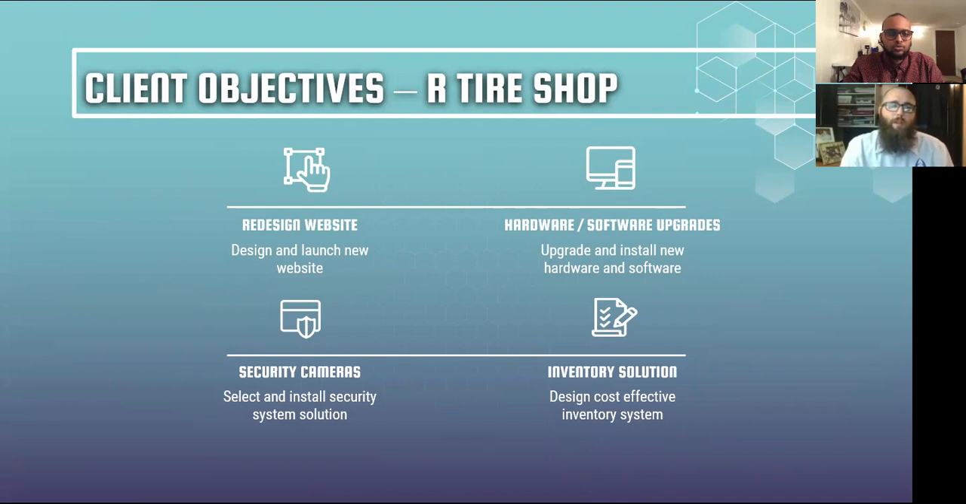We're going to look at getting a new security camera system. We're going to help them select and purchase new security cameras that fit their needs at a cost as effective as possible. We're going to help them install the security equipment and cameras. We're going to try to find an inventory solution for them. We're going to help design and integrate an inventory solution. It's got to be of little cost, and it has to be something that the staff can use.